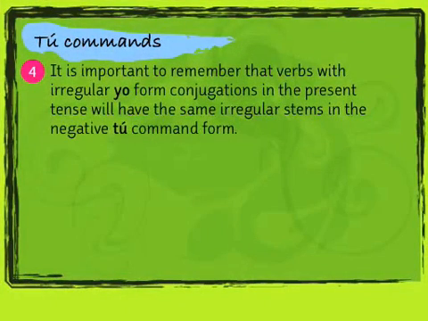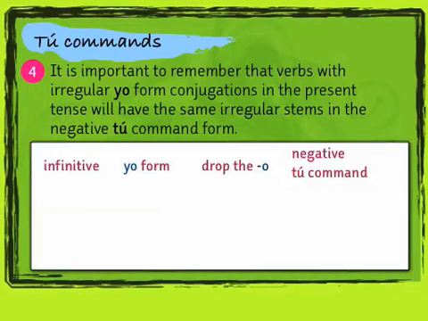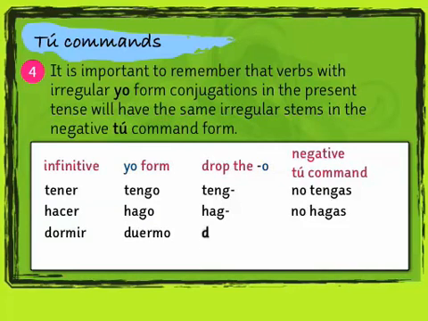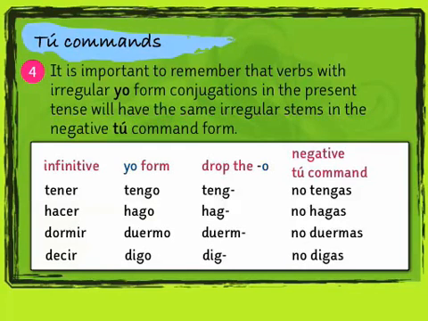It is important to remember that verbs with irregular yo form conjugations in the present tense will have the same irregular stems in the negative tú command form. Infinitive, tener, yo form, tengo, drop the o, negative tú command, no tengas. Hacer, yo form, hago, drop the o, negative tú command, no hagas. Dormir, yo form, duermo, drop the o, negative tú command, no duermas. Decir, yo form, digo, drop the o, negative tú command, no digas.